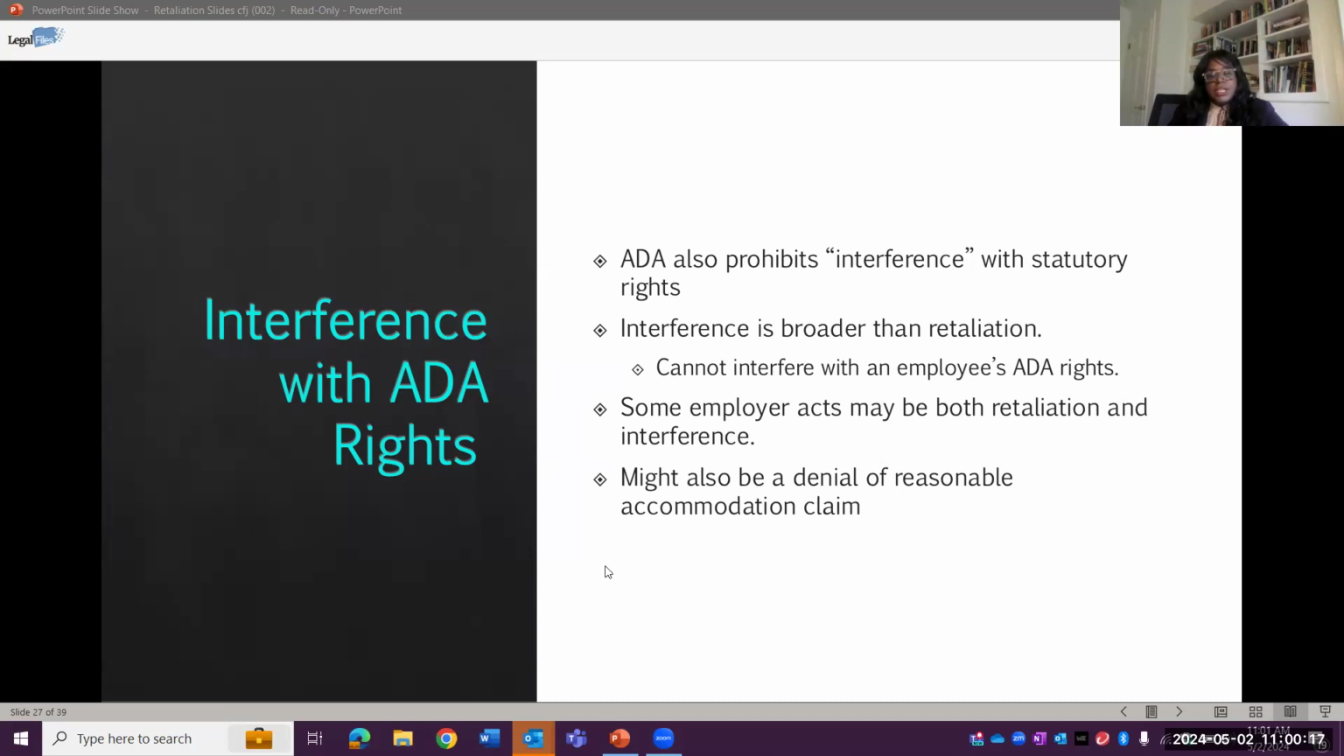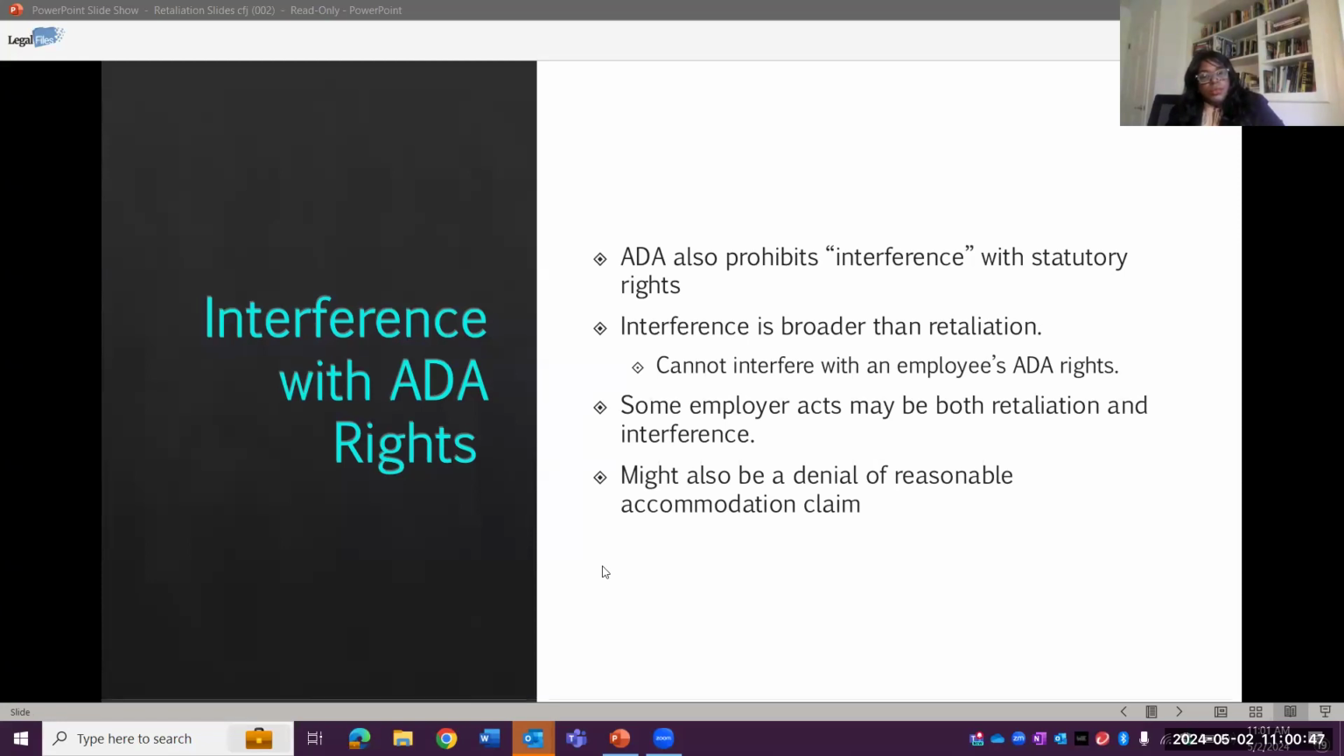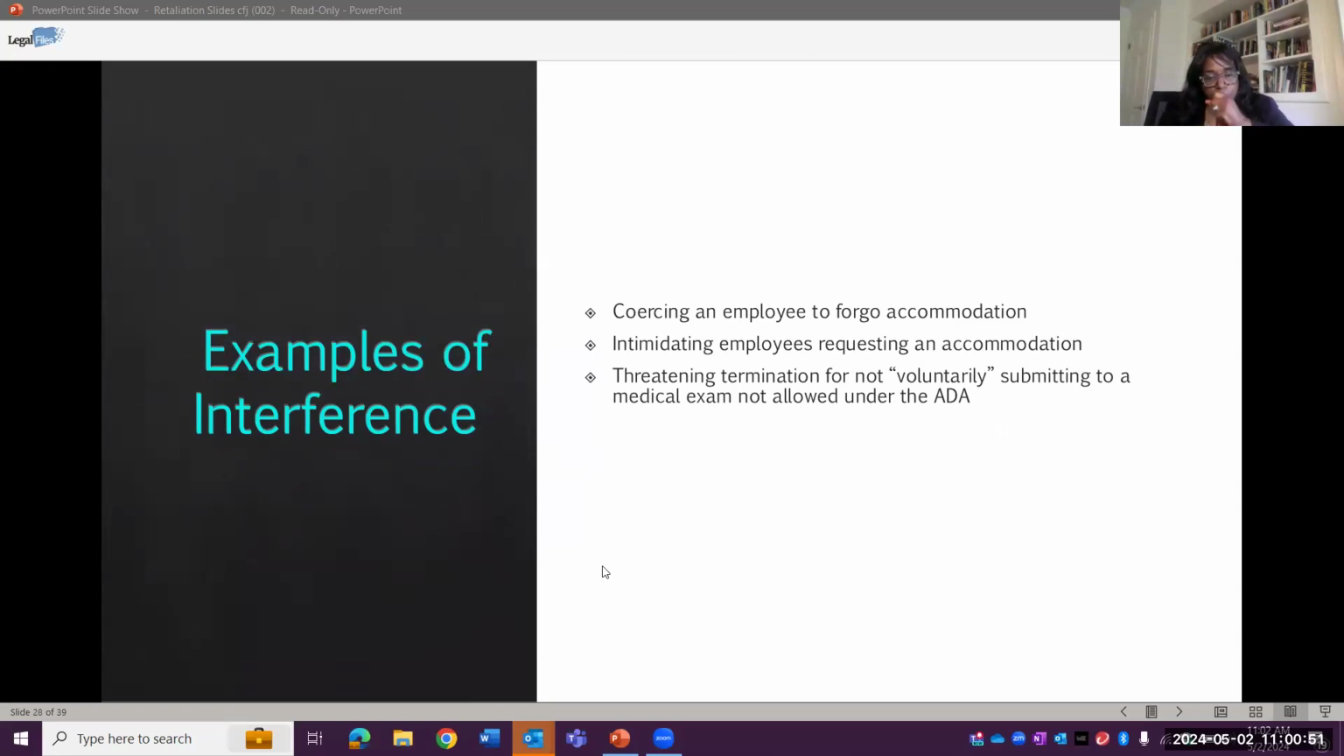As with ADA retaliation, an applicant or employee need not establish that he or she is an individual with a disability or qualified in order to prove interference under the ADA. So that's not necessary as you might think it would be. Interference could include a denial of reasonable accommodation itself. So that in and of itself would be enough. Some examples of interference you will see on this slide, like intimidating an employee who is requesting to take leave. I don't believe there are any surprises with these examples that you see. They're pretty straightforward.